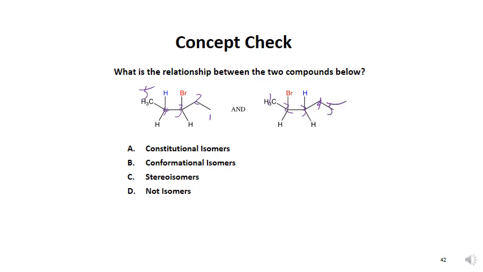Because they're connected in different ways, this is sort of like putting the thumb on the end of your hand or putting your thumb where your middle finger is. You still have 4 fingers and a thumb on your hand, but they're not the same. And because they're not the same thing, these are constitutional isomers. These wouldn't be stereoisomers. There's no double bond, right? No double bond.